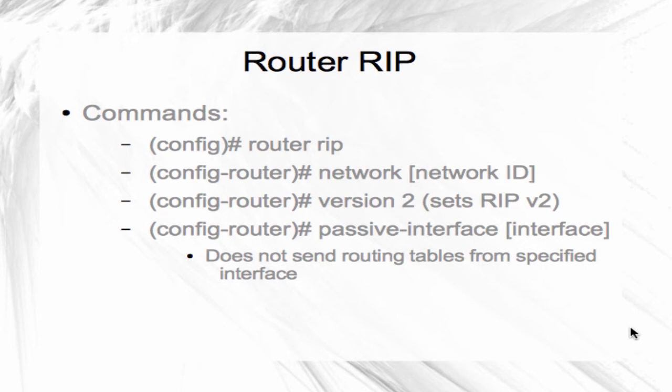Now, you can set up passive interface. This is important because if you don't want your routing tables to be sent out on an interface, say there's a neighbor router that you don't fully trust, you can set that interface as a passive interface, and it won't send the routing tables out that interface. It can receive them, but it will not send them.